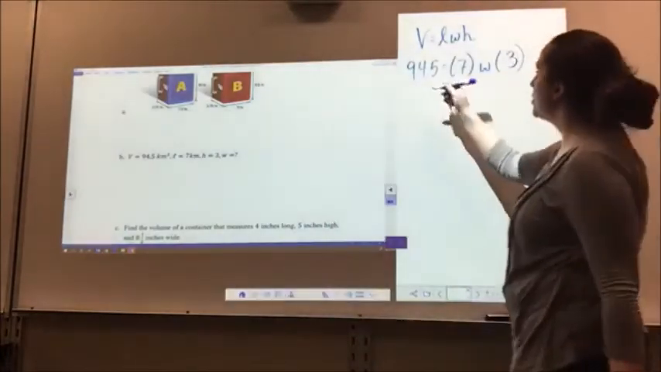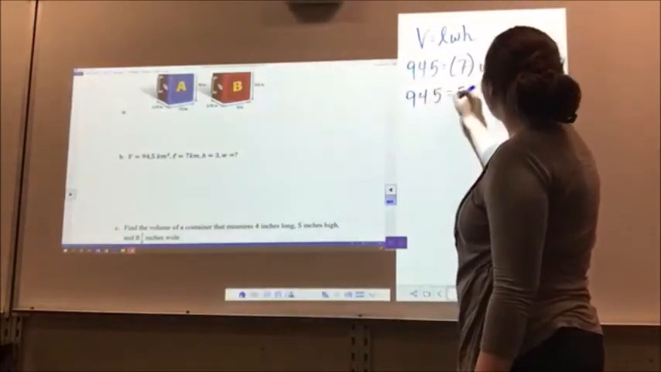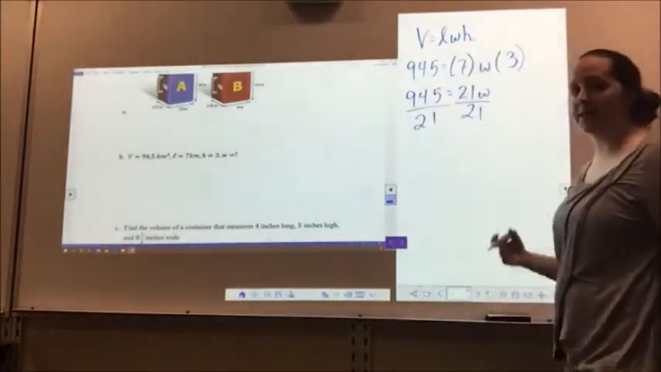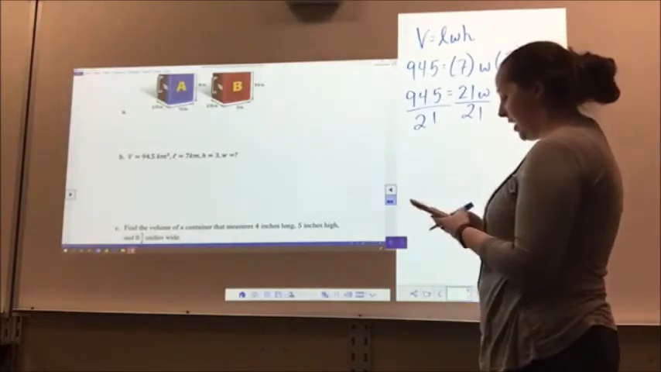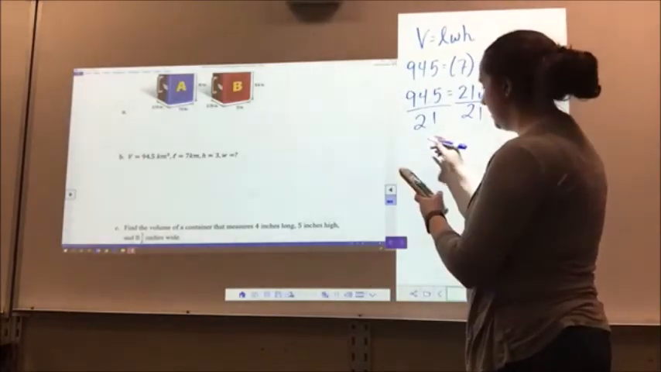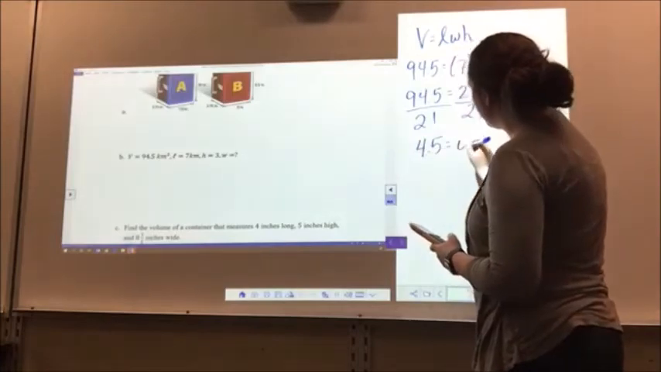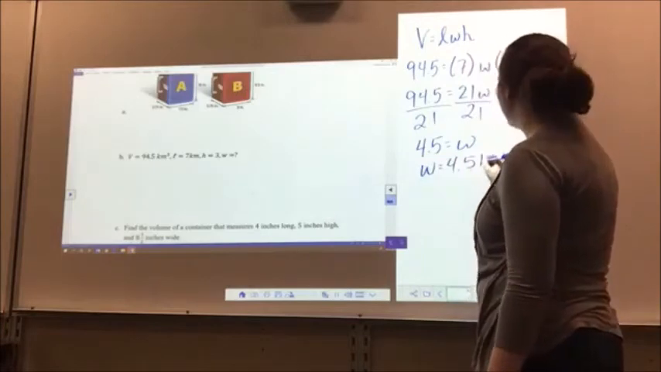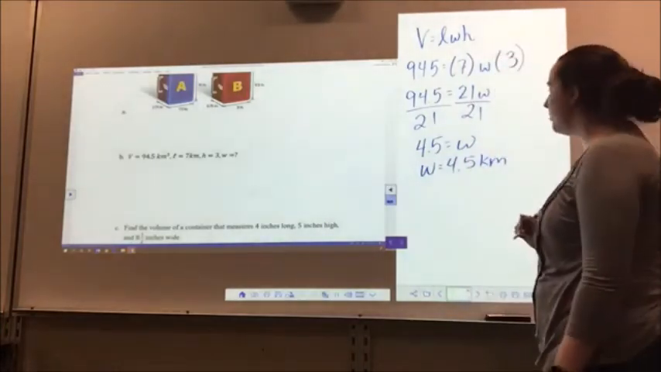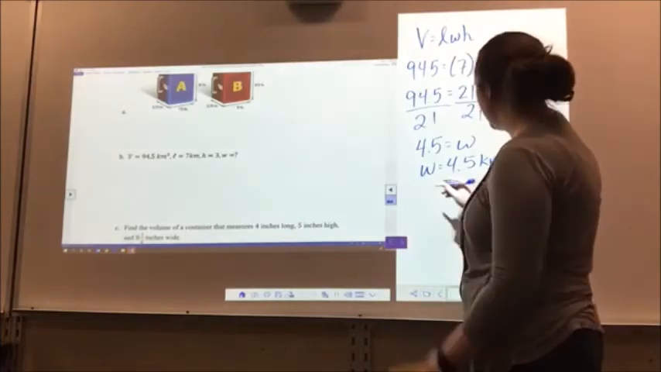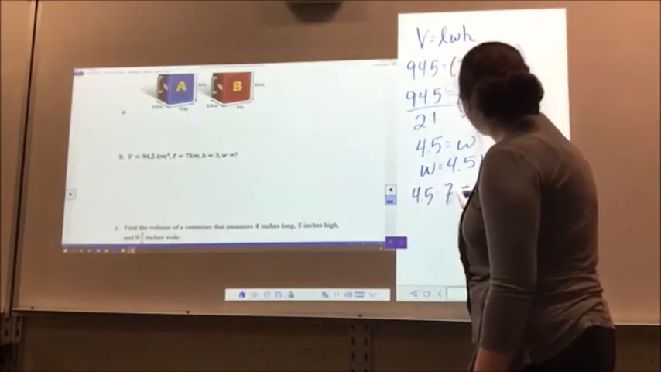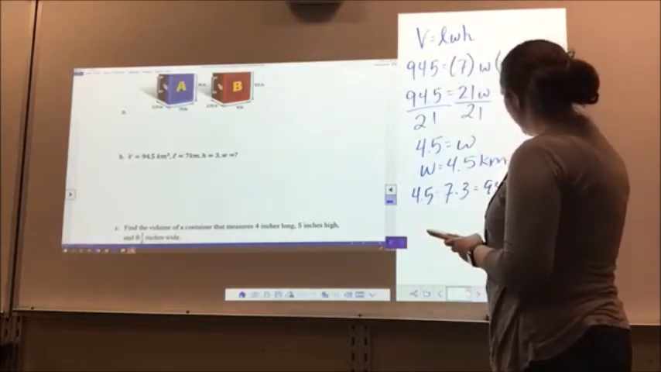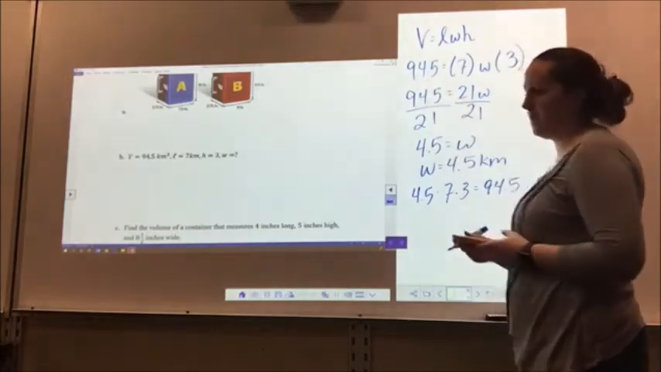So 7 times 3 is 21. So I have 94.5 equals 21W. I divide both sides by 21. The opposite of multiplication is division. And whatever I do to one side, I have to do to the other, which gives me 4.5 equals W. So W is 4.5 kilometers, because that was the units they gave me. I can always double check. 4.5 times 7 times 3 gives me 94.5, which is what I had started with for my volume in the first place.